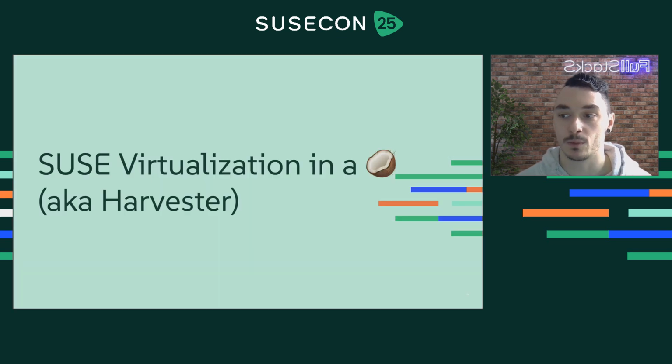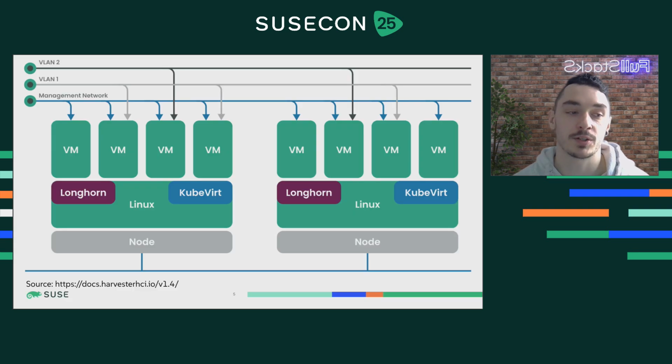Now, let's start with what SUSE Virtualization, aka Harvester, actually is. Well, in a nutshell, this is what the architectural diagram, very high level, of SUSE Virtualization looks like. SUSE Virtualization actually is an HCI solution, which means a hyper-converged infrastructure. This kind of system provides compute, networking, and storage capabilities in one solution.